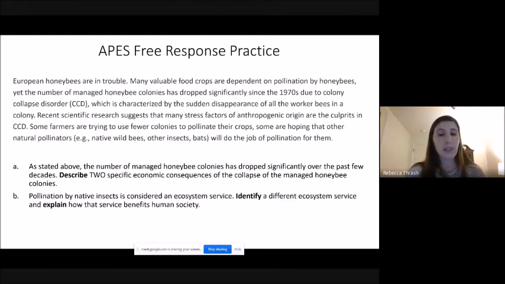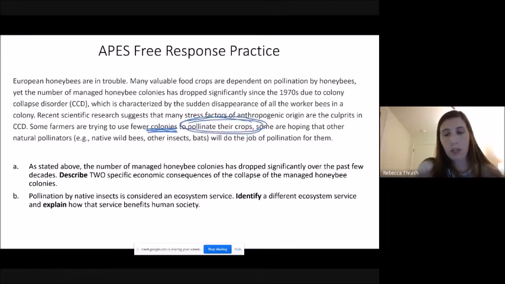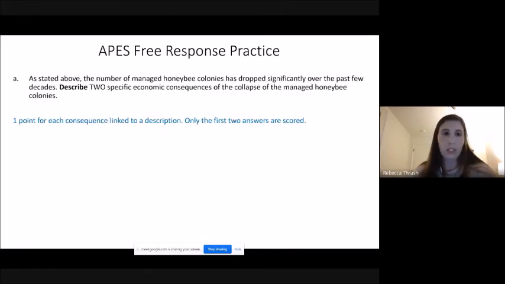Describe 2 specific economic consequences of the collapse of the managed honeybee colonies. B, pollination by native insects is considered an ecosystem service. Identify a different ecosystem service and explain how that service benefits human society. So before we start looking at each part, let's make sure that we understand what's happening here. We know that these colonies are vital to one particular activity of humans, and that is crop pollination. So without crop pollination, you have decreased productivity, not as much food production, and possible economic consequences from the reduction in food. So let's look at A.